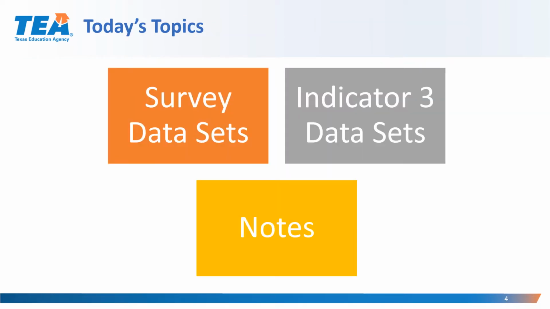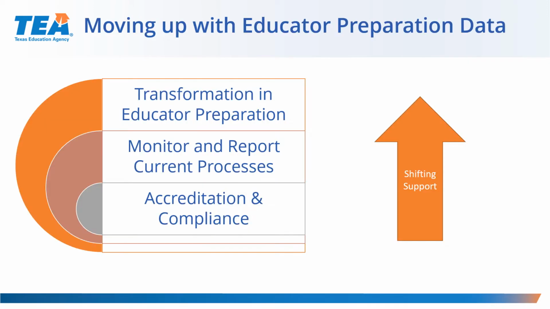Today's topic includes three different data sets that have been distributed: the Principal Survey Dataset, the Teacher Survey Dataset, and the Indicator 3 dataset. I will also provide a few notes at the end. By the end of this webinar, you should understand the contents of these datasets. It is important to note, if you did not receive one or more of these data sets, it is because your EPP had no candidates that were included.